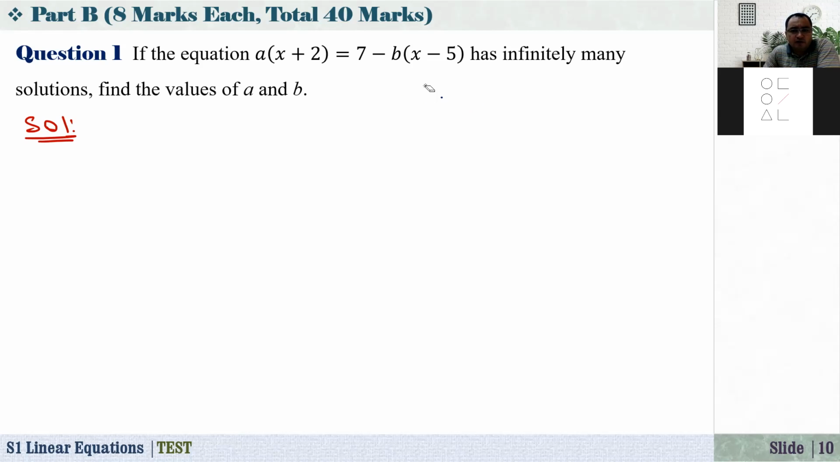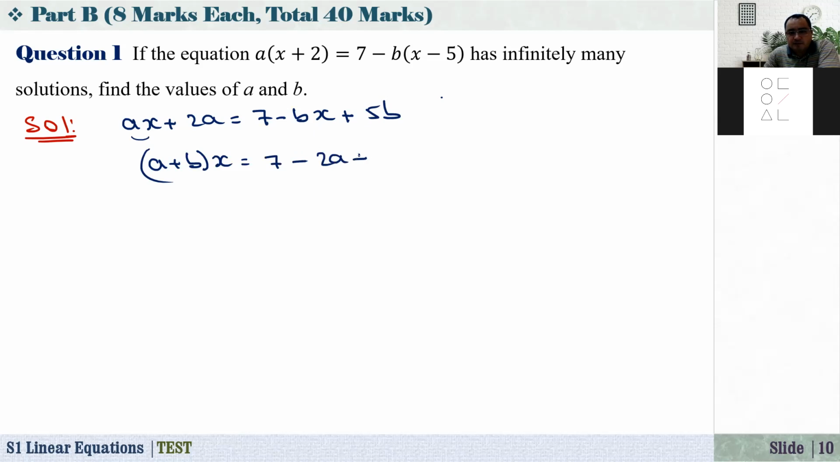To bring this into this form, let's expand the left-hand side. Here we have ax plus 2a. On the right-hand side, 7 minus bx, negative b times negative 5, it is plus 5b. Take bx to the left-hand side. Here we have ax plus bx, so we have (a plus b) times x. On the right-hand side, we have 7 minus 2a plus 5b.